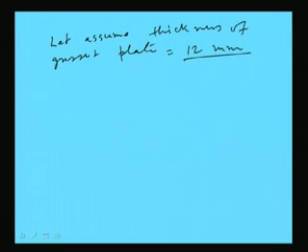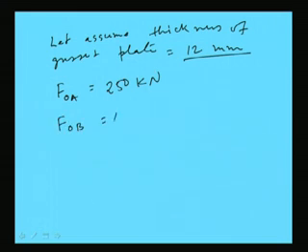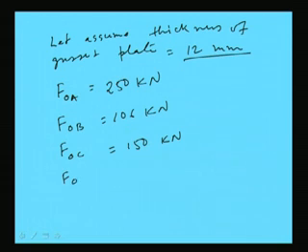Now, forces are given. Say for member OA, this force is 250 kilonewton. So, these are given. Then FOB is also 106 kilonewton. Then FOC is having 150, all are axial forces, and FOD is given 144 kilonewton.